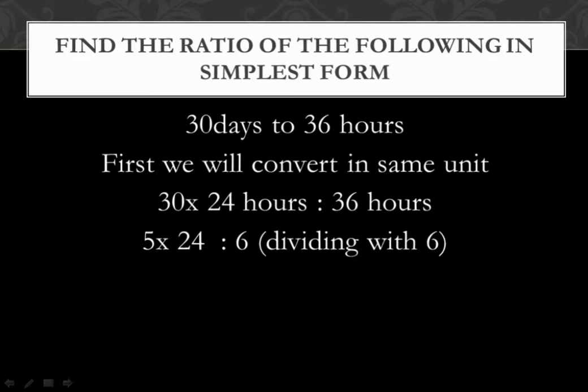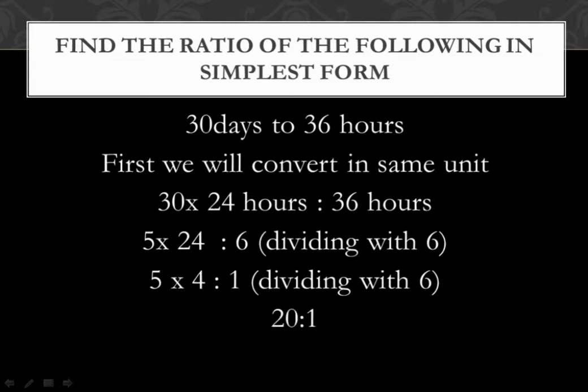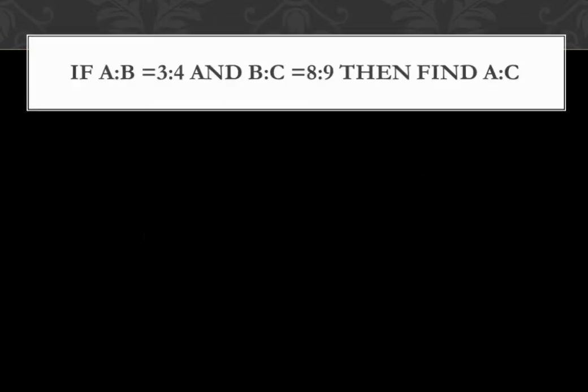30 divided by 6 is 5. 24 we are copying down as is, 2 after cancelling... 36 divided by 6 is 6. So here we can again see that 24 and 6 are both divisible by 6. So again I will divide by 6. So here I will get 5 into 4 is to 1. Now 5 into 4 is 20. So 20 is to 1 is our required answer. Now we come to our next question.